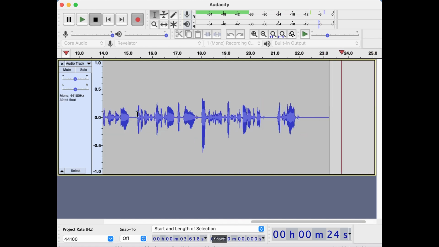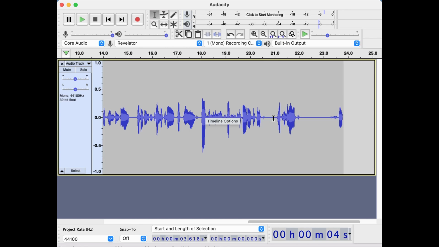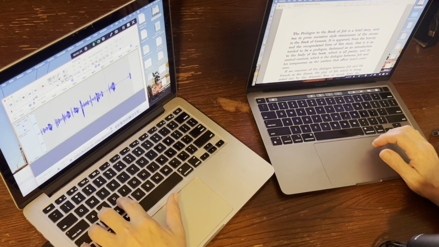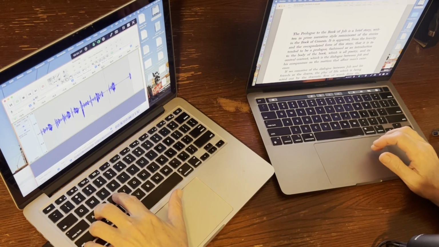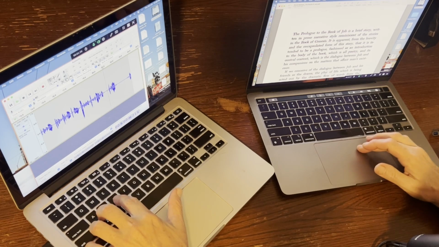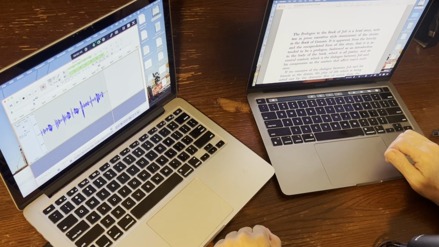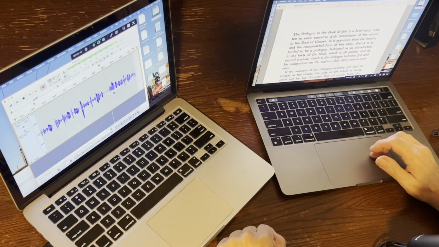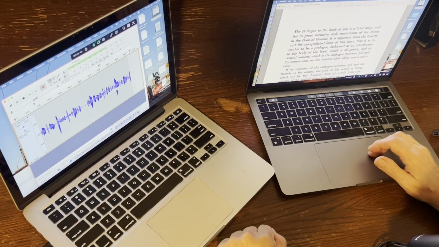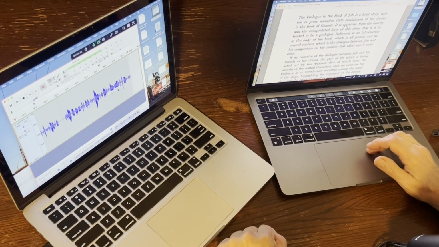I'm going to start at which is all, put the cursor here, and make sure I know where I am in the script. There I am. Fashioned as an introduction to the body of the book, which is all poetry, and its central content, which is the dialogue between Job and his companions on the matters that affect man's existence.